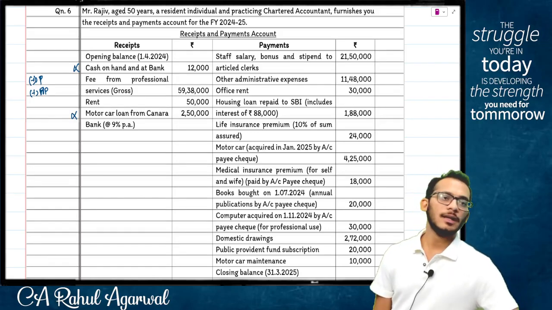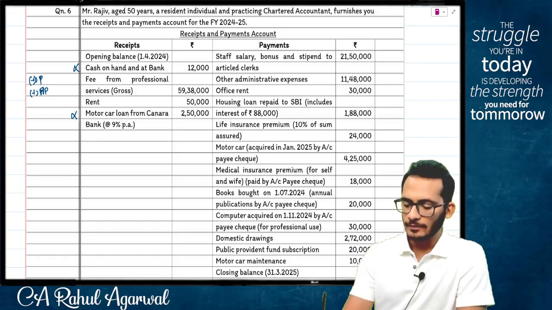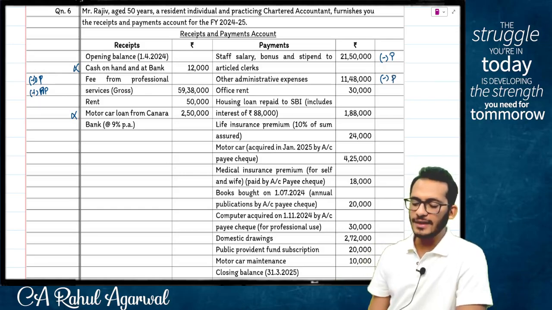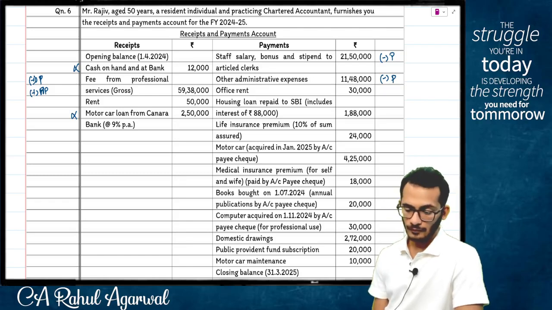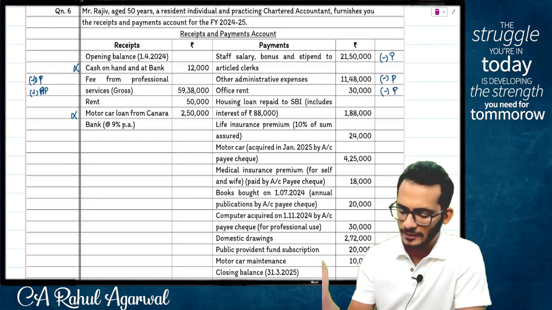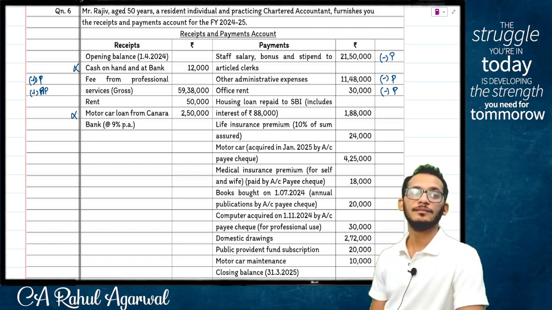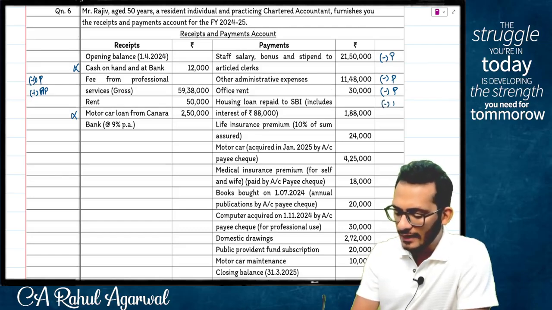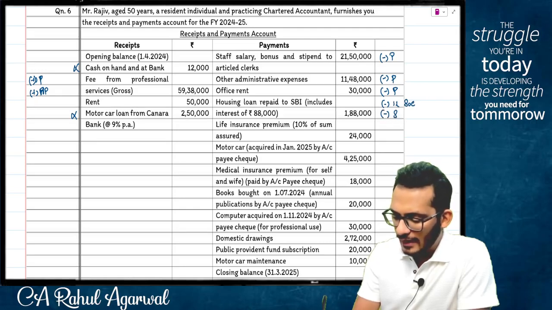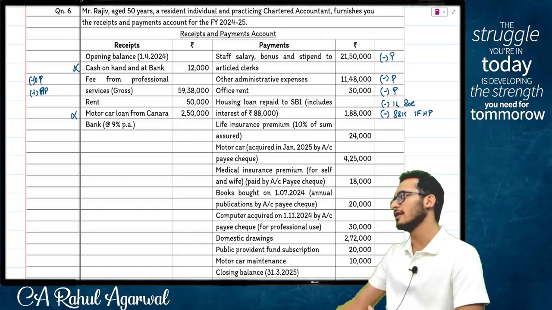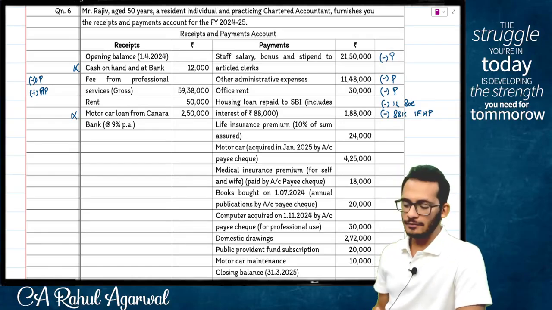Move forward. Right side. Staff salary, bonus and stipend to articles. I will minus in PGBP. Very good. Other administrative expenses, 11,480. Minus in PGBP. Office rent 30,000. Minus in PGBP. Housing loan repayment to SBI 1,88,000, in which 88,000 is interest. Very good. First, minus 1 lakh in ATC, minus 88,000 in IFHP. People, there are two components. Housing loan repayment is ATC. Interest on housing loan is IFHP.